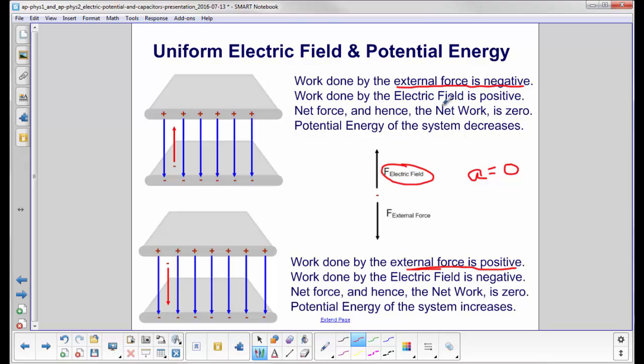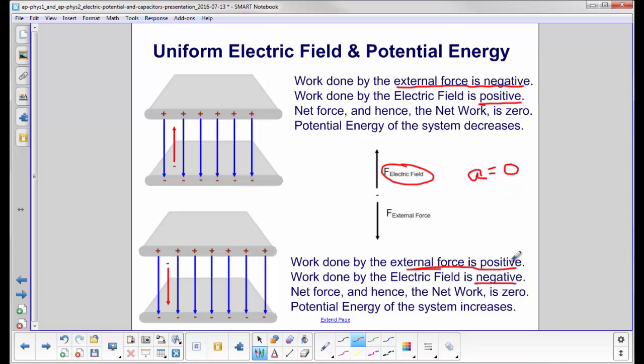Now let's talk about the electric field. The electric field force is up. The charge is moving up, so that work is positive. And as you might guess on the bottom, the work done by the electric field is negative, since the electric field force is up and the particle is moving down, so that work is negative. So that's where they're different.